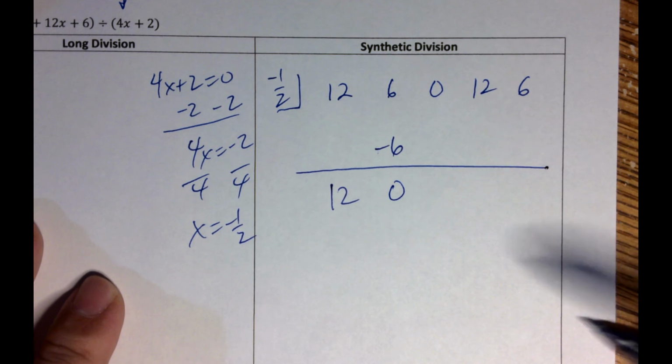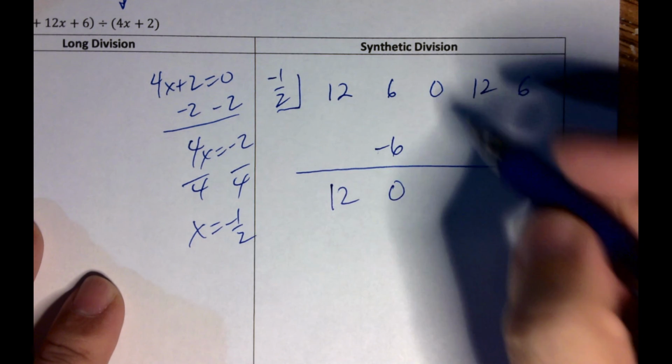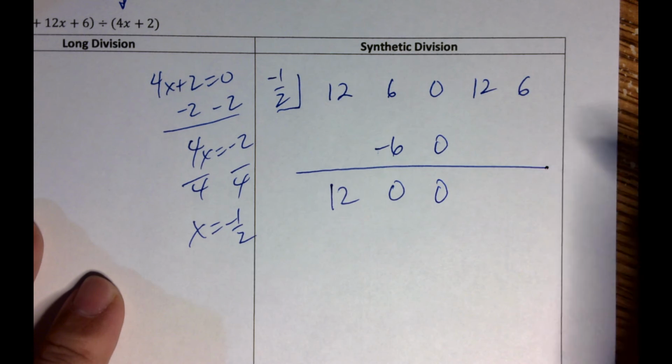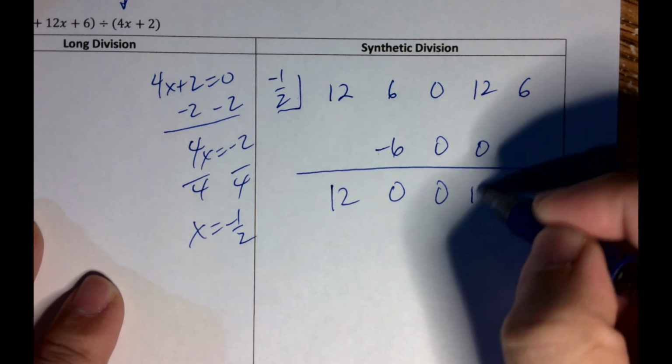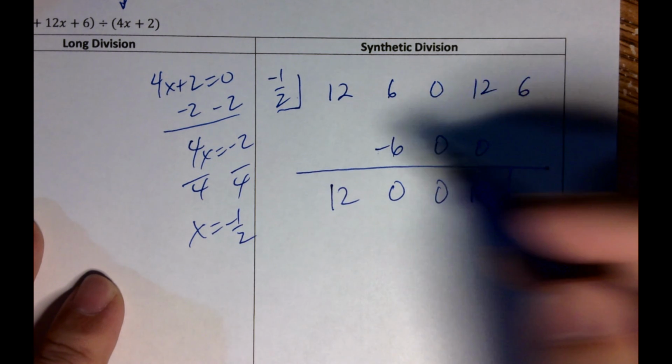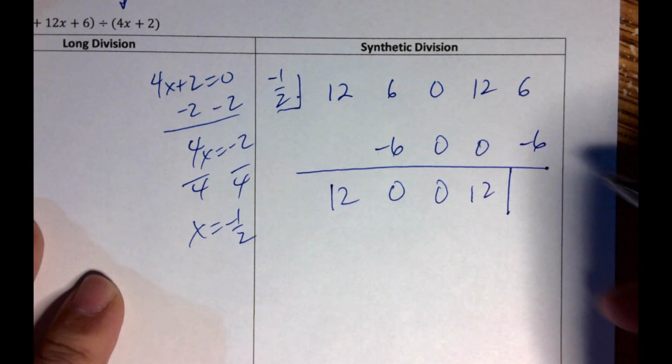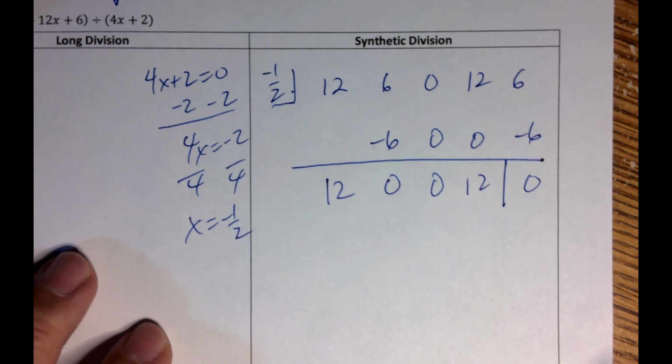6 plus negative 6 is 0. Negative 1/2 times 0 is 0. Add the 0. Negative 1/2 times 0 is 0. Add 12 and 0, and I get 12. Oops, I forgot my little line. Negative 1/2 times 12 is negative 6. There, no remainder. All right.